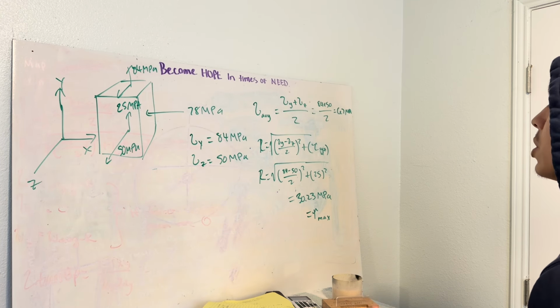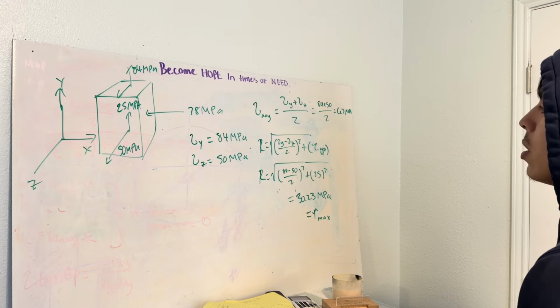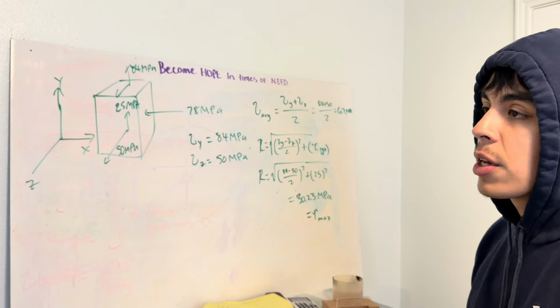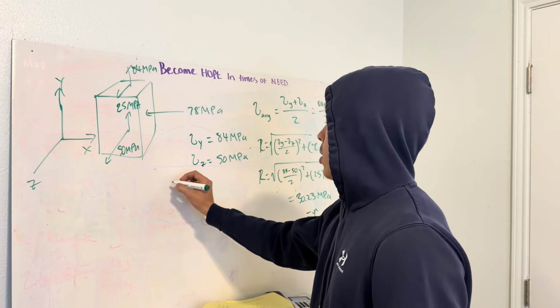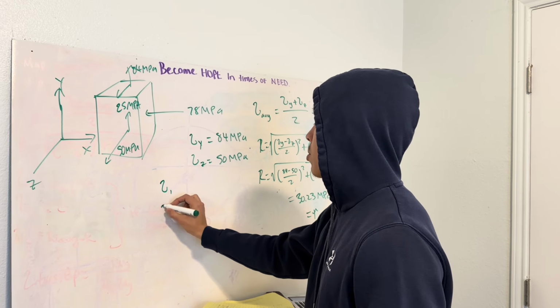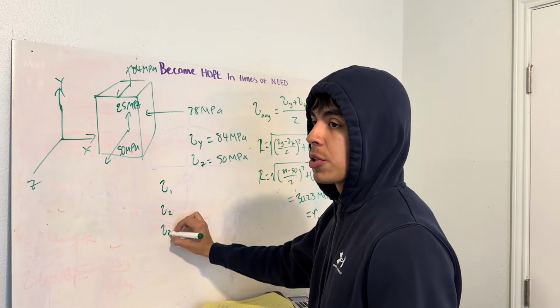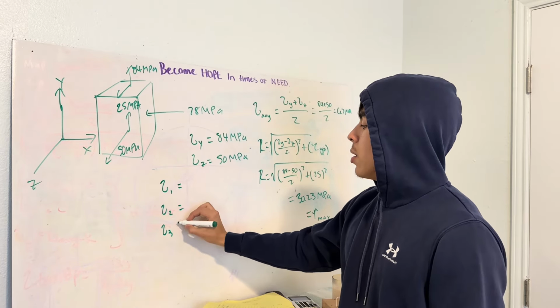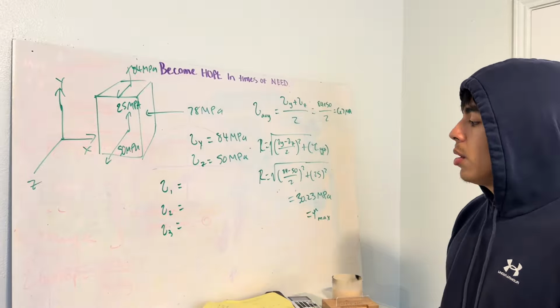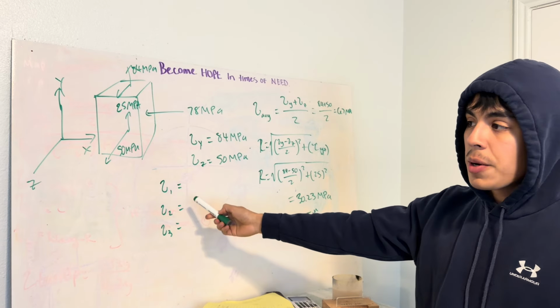So what else do we need to do? Well, the question is also going to ask, calculate your principal stresses. How do we do that? So we got our principal stress 1, principal stress 2, principal stress 3. Make sure you guys can see that, right? So whenever we're doing this, right?